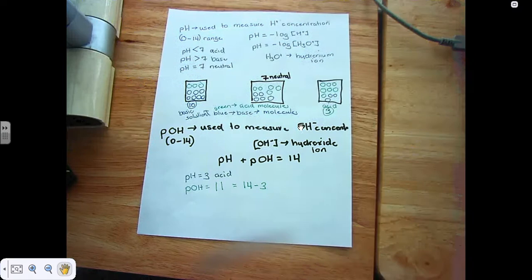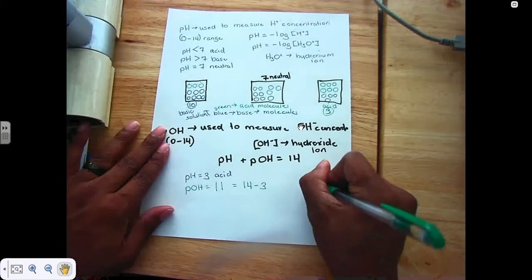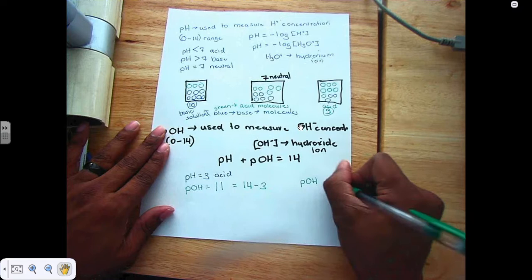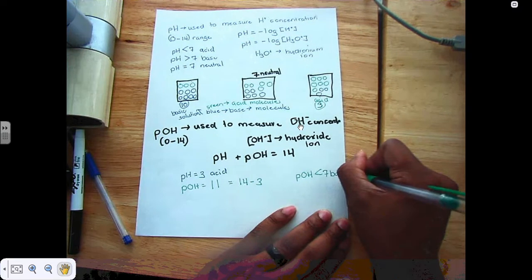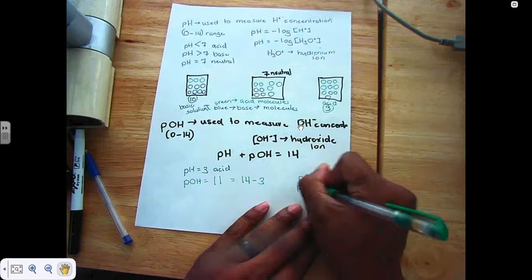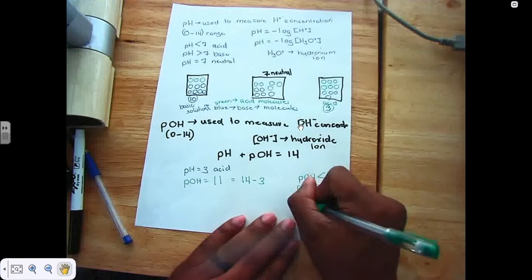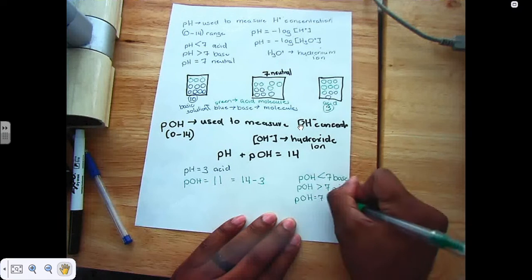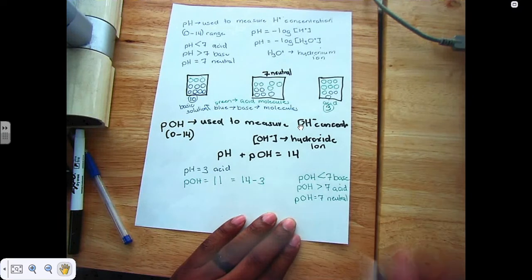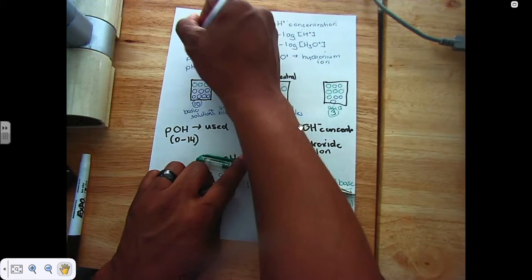Now, if we took that and applied that to the pOH concept, the pOH concept would be written a little bit differently. It would mean that pOH, when it is less than 7, would actually be the opposite, which is a base. And it would also mean that pOH, when it is greater than 7, is an acid. Now, the only thing that stays consistent is that if your pOH is equal to 7, well, it is neutral, just like with pH is neutral.